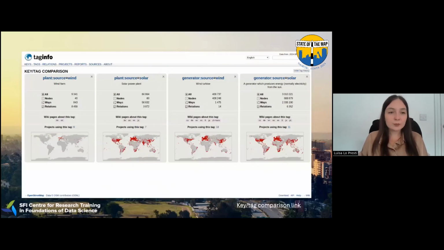Here, I present to you a comparison of the tags that we used. If you look at the number of objects mapped for each tag, you will immediately understand the magnitude of the mapping effort globally. If you now shift your attention on the maps below, you will see how lots of these mapping efforts are focused around Europe, and this also justifies our choice of 2 European countries as case studies.